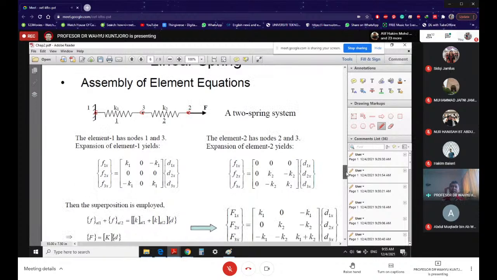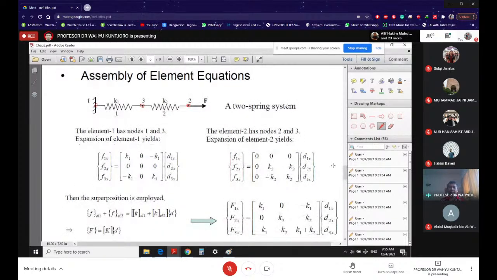So what you need to do now is write element equation number 1, and then element equation number 2. Please observe that for element number 1, the nodes are 1 and 3. That is element number 1, and that is element number 2. For element number 1, the nodes are 1 and 3. For element number 2, the nodes are 3 and 2, as written there.